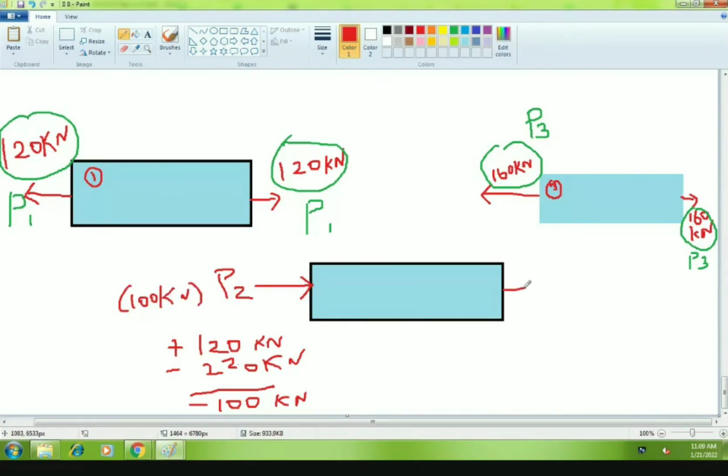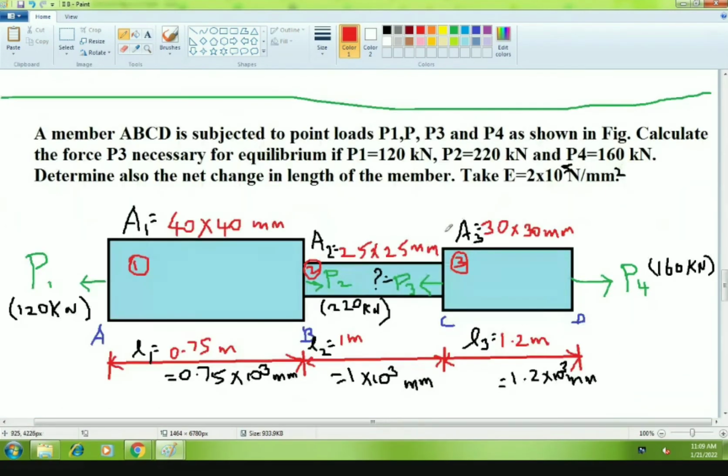So what about the right hand side, ma? What is the value? 100 kilonewton compressive. But we have doubts, sir. How can I believe, sir, whether it's 100 or not? I can prove that one. Now, ma, just concentrate only on this circle. How many forces are acting on that circle? What are the forces acting there? P3 and P4. Correct, no? P3 and P4.